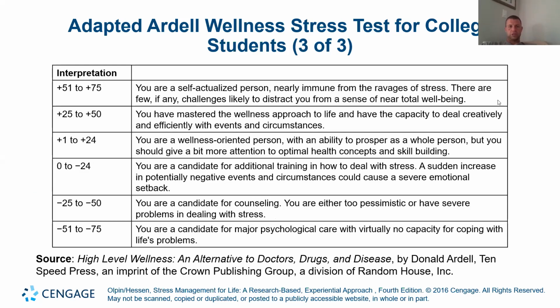Again, this helps you to interpret it. So again, if you score high, you're a self-actualized person, nearly immune from the ravages of stress. You're like, I've got this. There are few, if any, challenges likely to distract you from your sense of near total well-being. Or on the bottom end, you're a candidate for major psychological care with virtually no capacity for coping with life's problems. You need to be put in some type of home because you can't take care of yourself, right? I mean, it's a very vast difference. Most of us will fall somewhere in between.